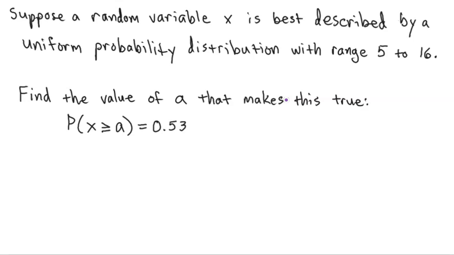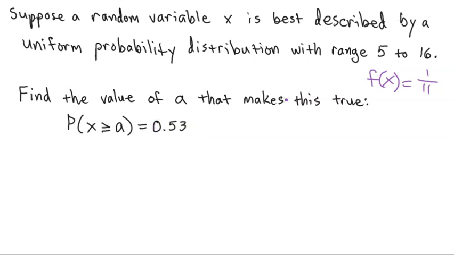Okay, so again, we've got a random variable x that's best described by a uniform probability distribution. The range is from 5 up to 16, and so automatically that makes our probability density function 1 over 16 minus 5, and 16 minus 5 is 11. So our probability density function is 1 over 11. Now we want to find the value of a that makes this statement true: that when x is greater than whatever that number is, then the probability is 0.53.